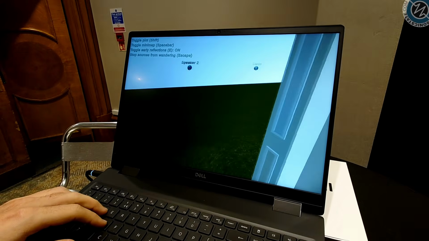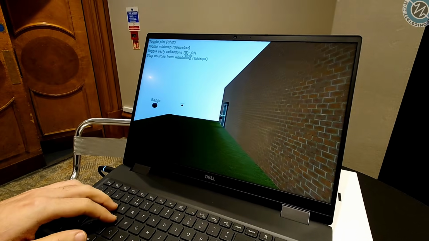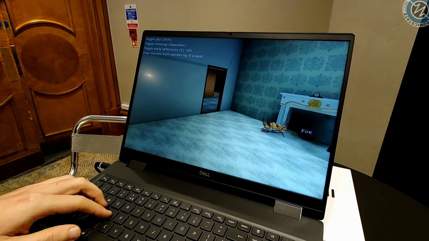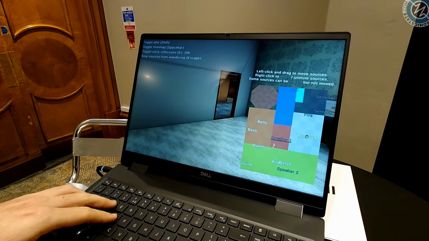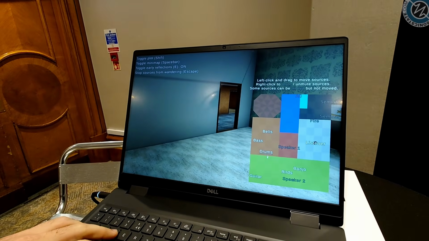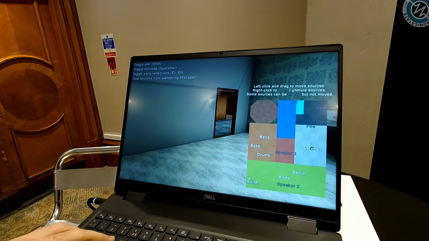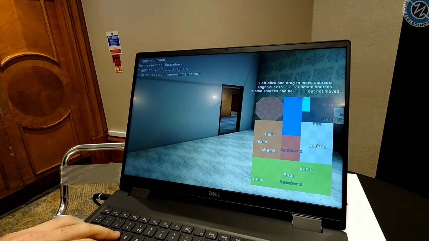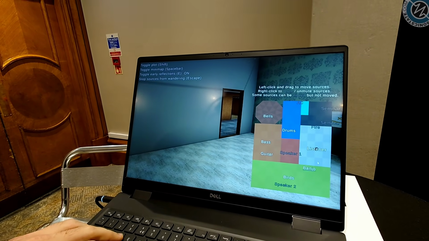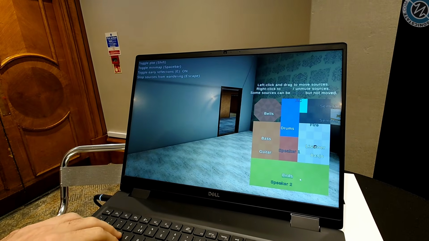But then we have an outdoor space, which is quiet, and we have a few other rooms in the back, which I'll show you. But what we have on top of all of these rooms is several sound sources. Here I'm showing bells, bass, drums, guitar. All of these are tracks on the same music. And what I can do is move the sources around to different rooms. Let's get some more in the reverberant environments.